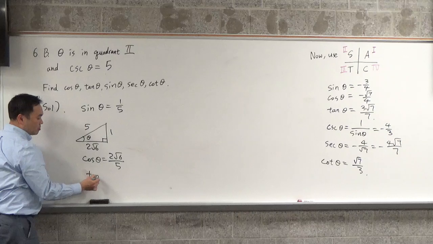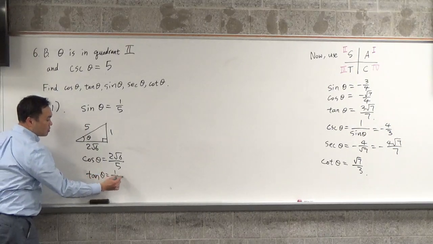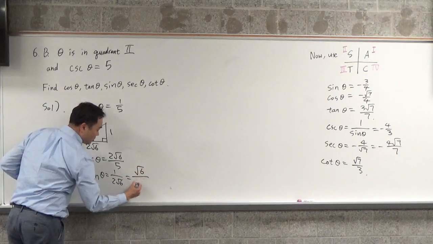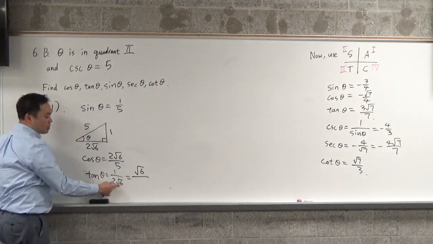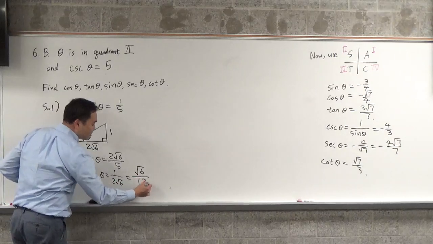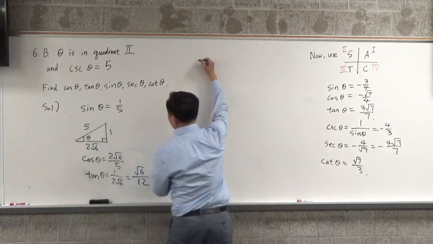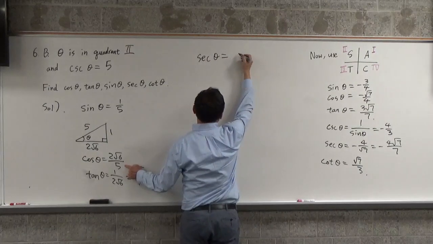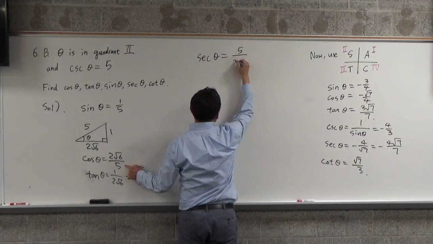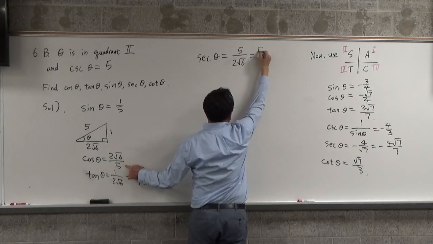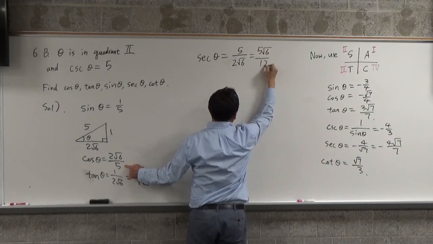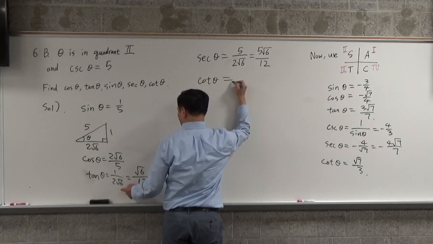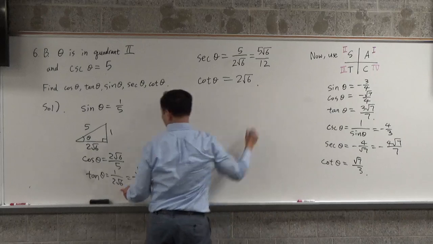Tangent is 1 over 2 radical 6. And then you should multiply radical 6 top and bottom. So radical 6 times radical 6 is 6. 6 times 2 is 12. And then secant of theta will be reciprocal of this, which is 5 over 2 radical 6, which is 5 radical 6 over 12. And then cotangent theta would be the reciprocal of this guy, which is 2 times radical 6.